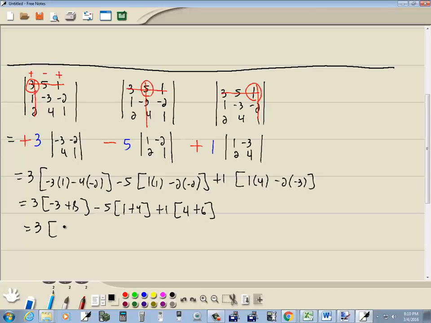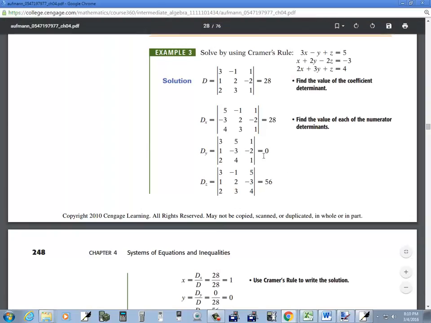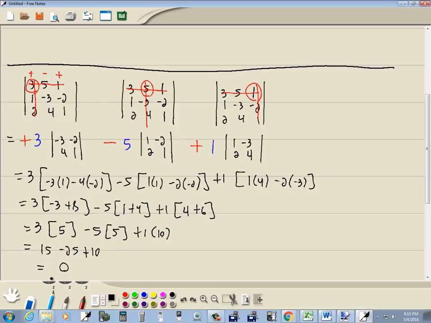Negative 3 plus 8 is 5. 1 plus 4 is 5. And 4 plus 6 is 10. Little mixture of brackets and parentheses there. 3 times 5 is 15, minus 25, plus 10. 15 plus 10 is 25, minus 25 gives us 0. Now I'm going to double check myself. 0. Okay.